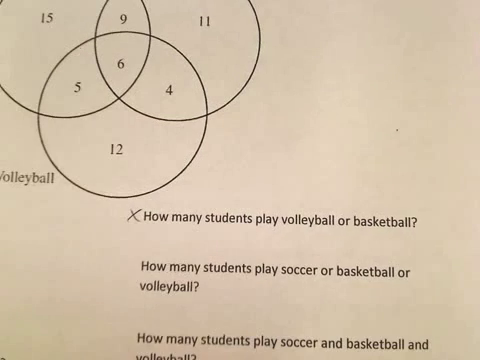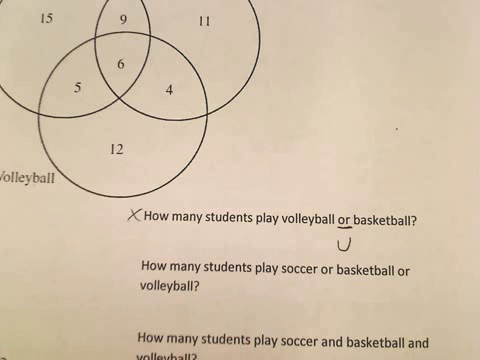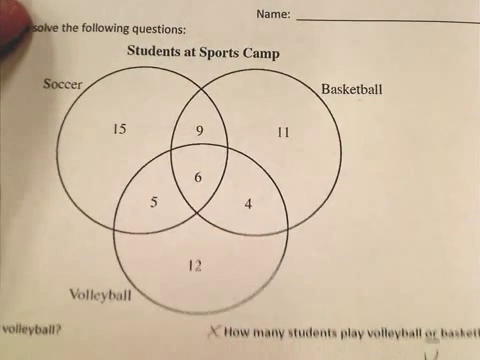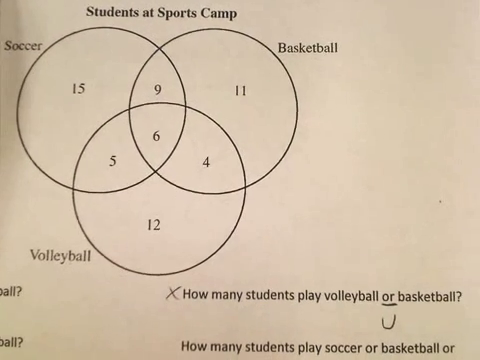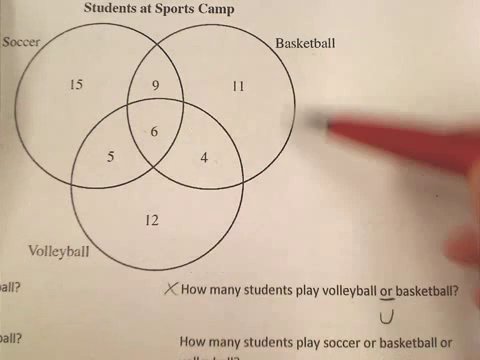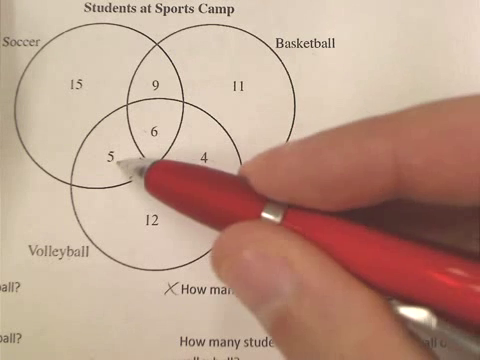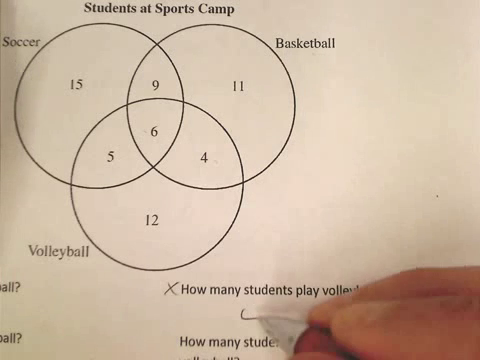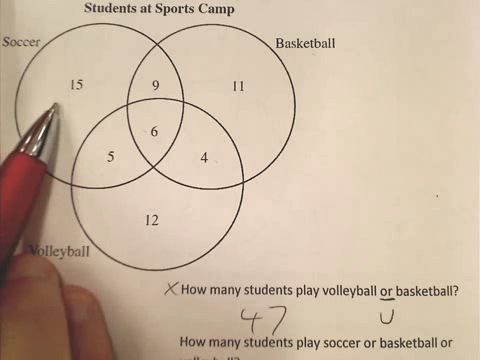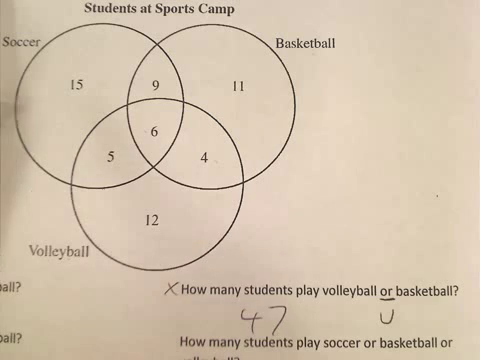How many students play volleyball or basketball? Or is like this. It just throws everything in together. So volleyball or basketball, I'm going to add up all these numbers. So 12 plus 4 is 16, 22, 27, 37, 47. I added up all the numbers, but not the 15, because these 15 people don't play volleyball or basketball. They don't play either. They're outside those two circles.